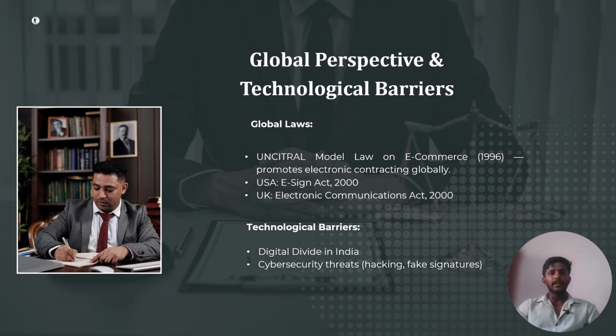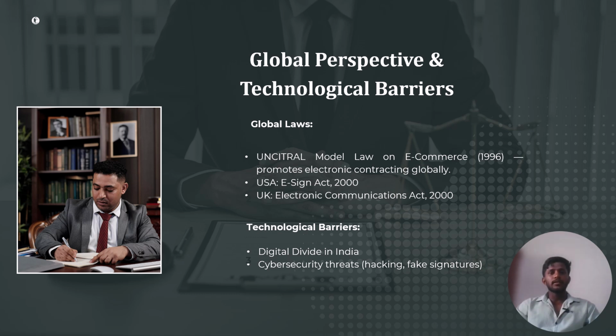Next is technological barriers, problems in using e-contracts. First one is the digital divide in India. Digital divide means that not everyone has equal access to the internet or digital technology. In India, many rural areas still suffer from poor internet connectivity, lack of smartphones or computers, and digital literacy. As a result, while people in cities may easily sign e-contracts, people in villages may not be able to use digital platforms at all. This gap limits the reach of e-contracts and creates inequality in access to digital business opportunities.